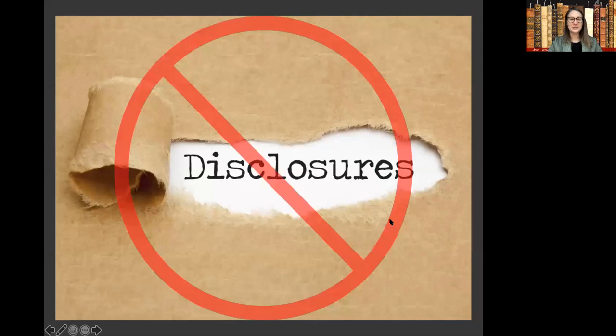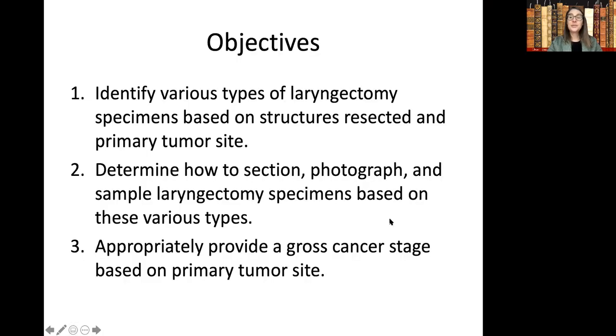I have no disclosures. To review our objectives, we're going to identify various types of laryngectomy specimens based on the structures that are resected as well as the primary tumor site. We are going to determine how to section, photograph, and sample various laryngectomy specimens based on these types, as well as appropriately provide a gross cancer stage based on primary tumor site, which is critical for all of these types of specimens.